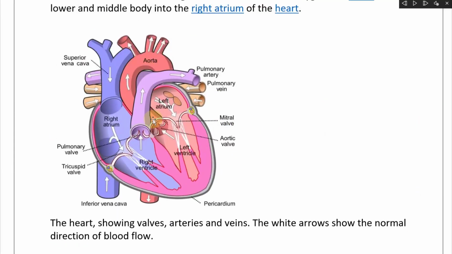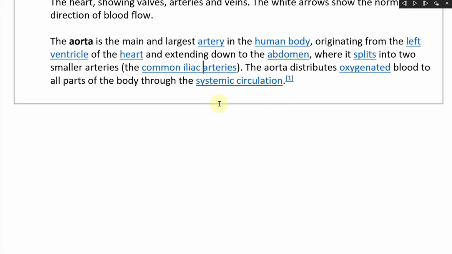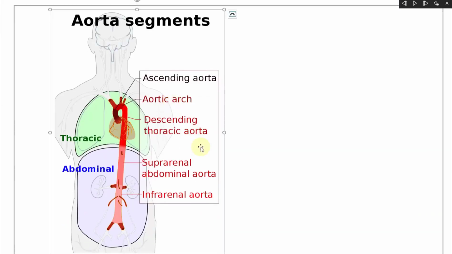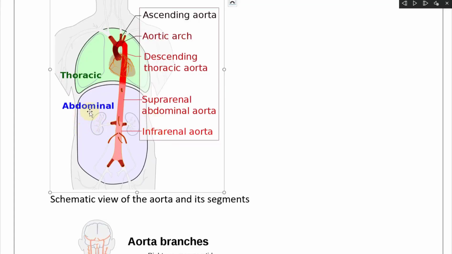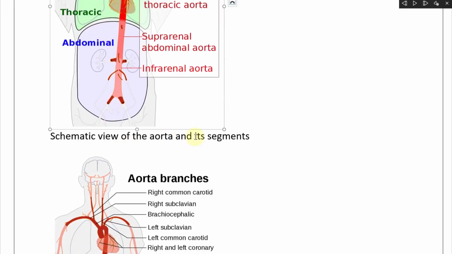And yeah, so here's the aorta, and it starts from the left ventricle right here and goes through there. It's fascinating. Now let's continue further. Here's aorta segments, and here's how it looks like, and goes all the way to the abdomen. So there's the ascending aorta. There's the aortic arch. There's the descending thoracic aorta all the way down. And there's the suprarenal abdominal aorta, and then there's the abdominal. There's the thoracic cavity, the abdominal cavity there, and there's the infrarenal aorta, just different segments of it. Schematic view of the aorta and its segments.